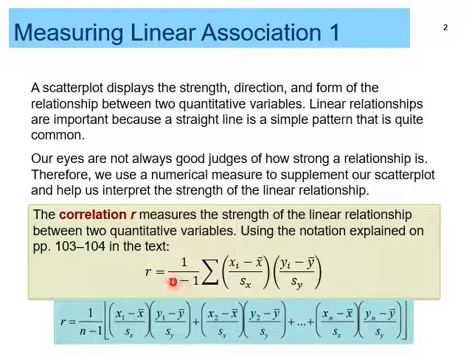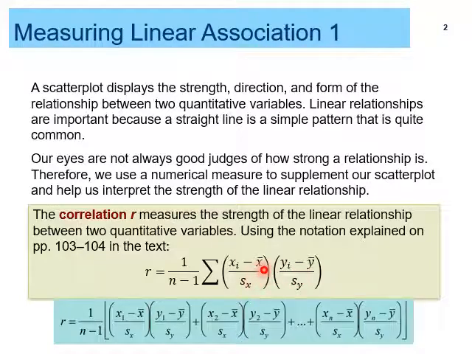If we do not want to use this symbol, then we have to write the whole thing again and again. So here we can see R is equal to 1 divided by n minus 1, times the sum of xi minus x bar divided by sx, times yi minus y bar divided by sy, for x1, y1, then x2, y2, up to xn, yn. So this is simply doing the summation. And here we are standardizing these variables. So sometimes we can also say that we are using the product of z-scores of both the variables.